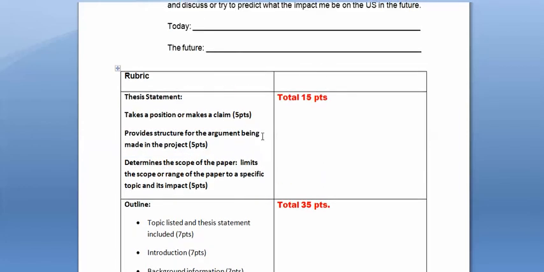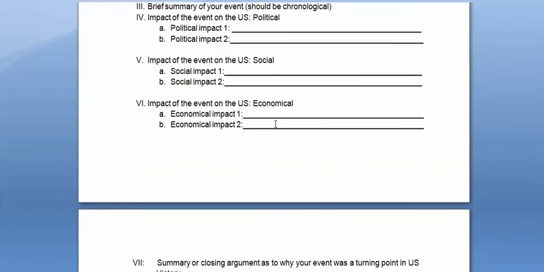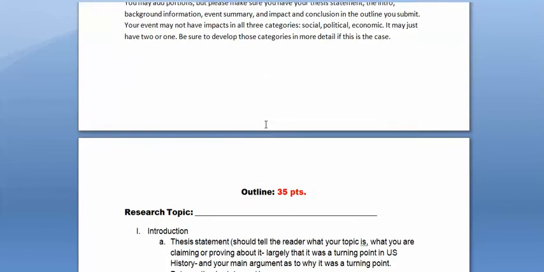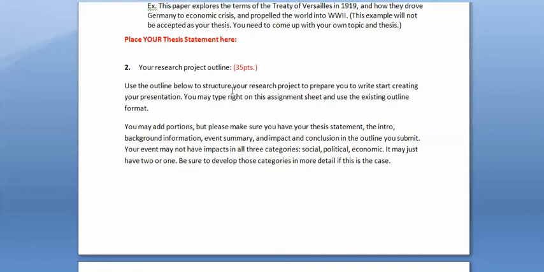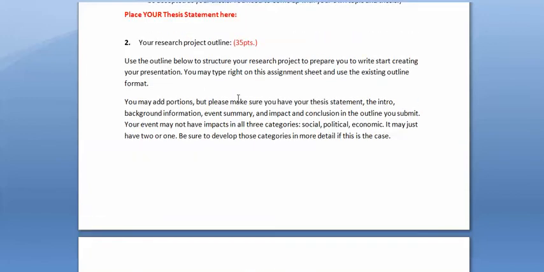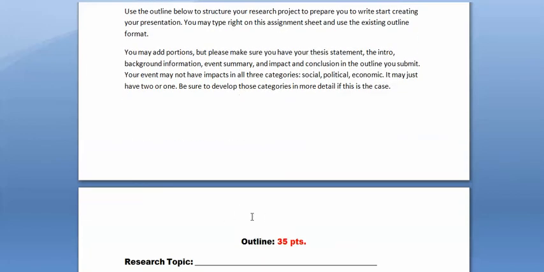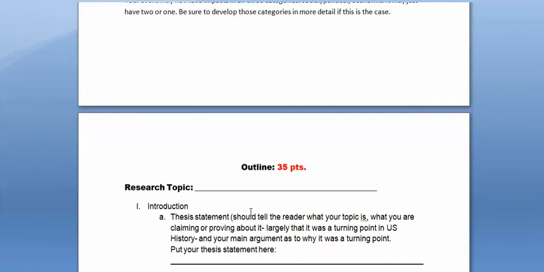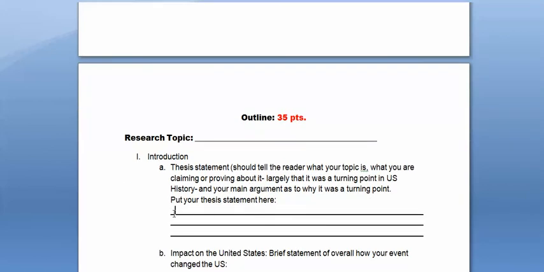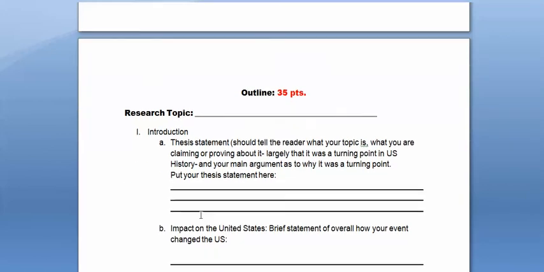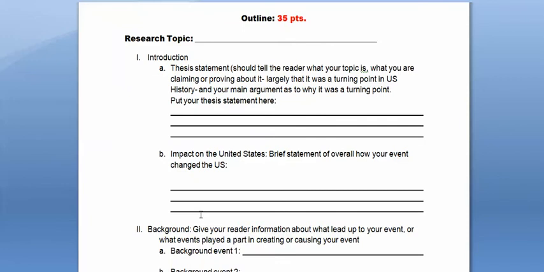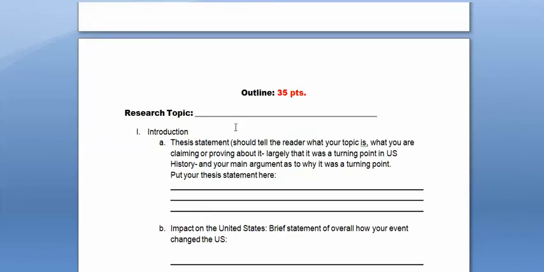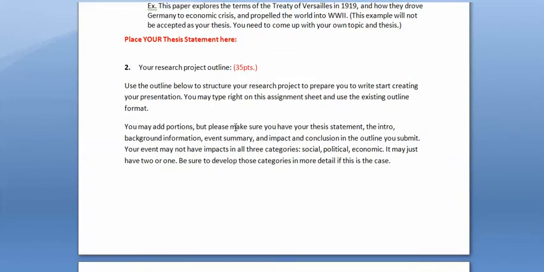Your outline portion of this assignment is worth 35 points. And as you can see here in the assignment, just under where you write your thesis statement, there is a portion here about your outline, and it provides an outline structure for you. You can type right on here and put your outline thoughts within the structure of this outline. Okay, you can add to this outline, but I want to make sure that you don't take away.